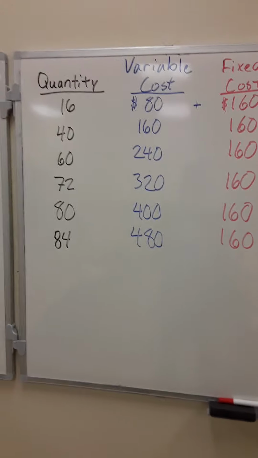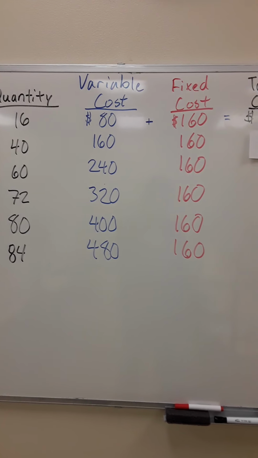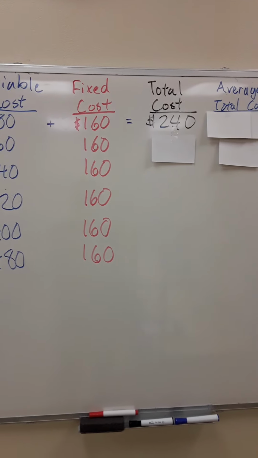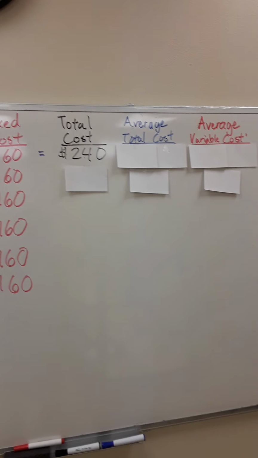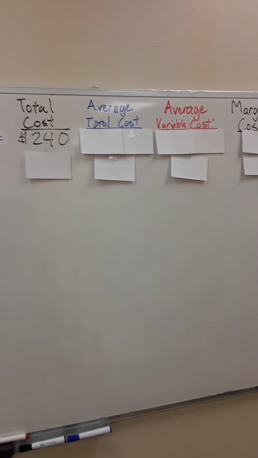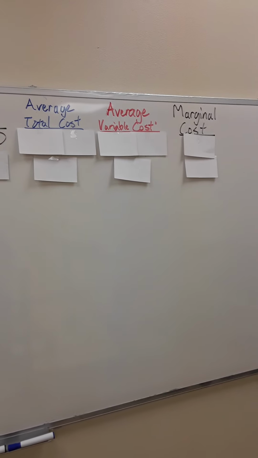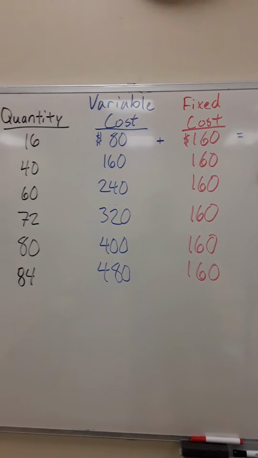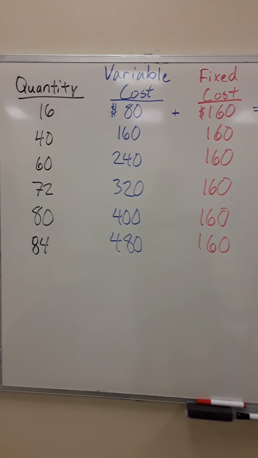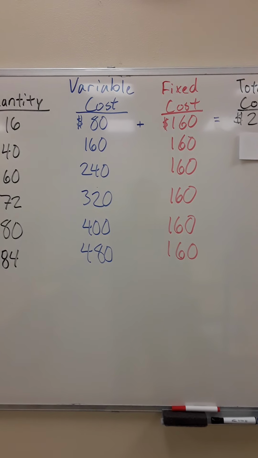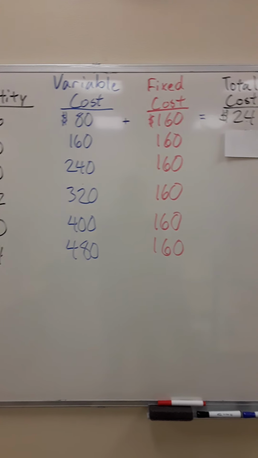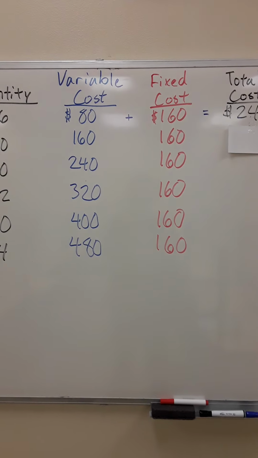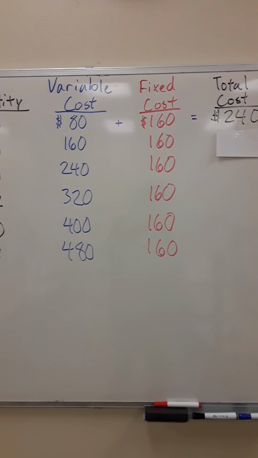So now, the different costs that we have here are variable costs, fixed costs, total costs, average total costs, average variable cost, and marginal cost. So variable cost is dependent on the quantity. So that's how much it is. Fixed costs are set. It does not change. That's why we have 160 all the way down there.